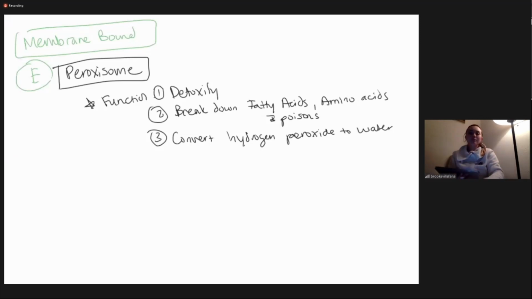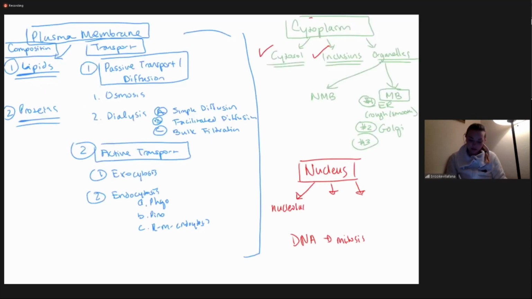Okay? So that's everything for the membrane bound section. Then we do non-membrane bound, and then we finish cytoplasm. This is why it helps to look back at the outline. We've already done composition and transport of the plasma membrane, cytosol inclusions, and we're almost done with organelles. On Thursday, I'm hoping to start with the nucleus and add on mitosis.